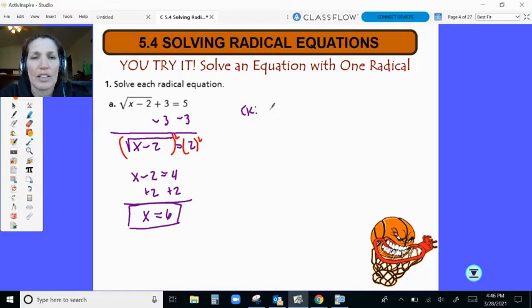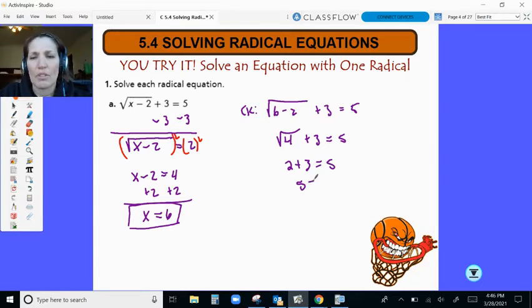I'm going to check this anyway. So we have the square root of 6 minus 2, plus 3 equals 5. The square root of 4 plus 3 equals 5. The square root of 4 is 2, plus 3 equals 5. So 5 equals 5, and there you go. You have your own answer key for your test and your assignments.